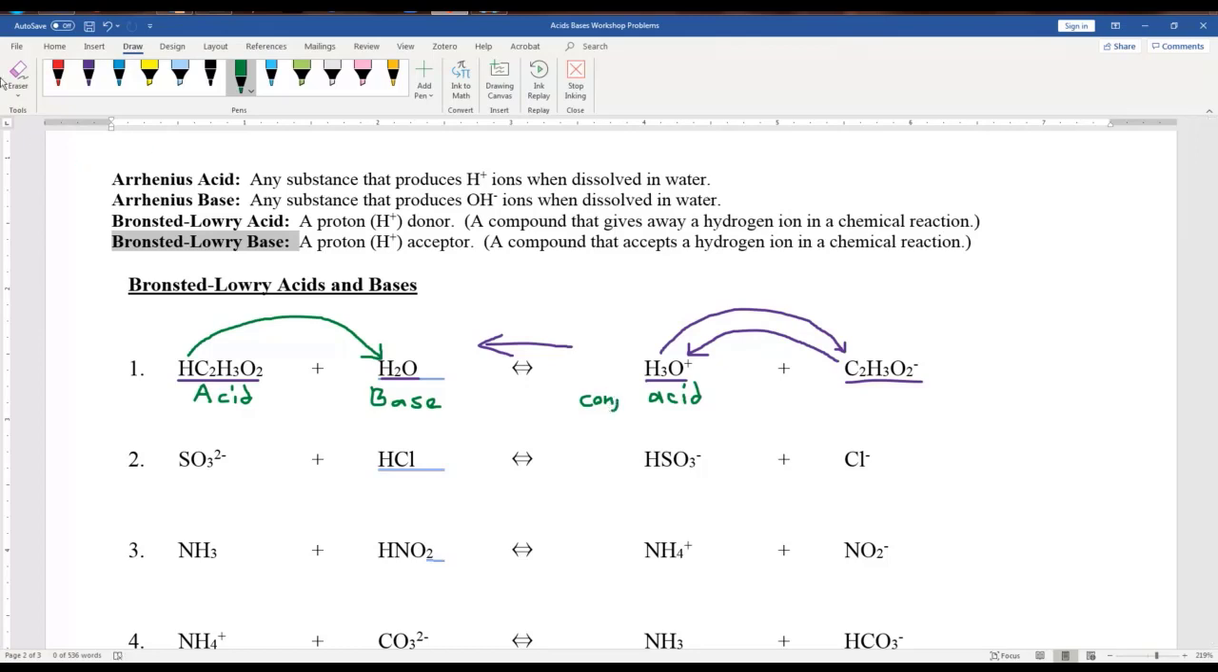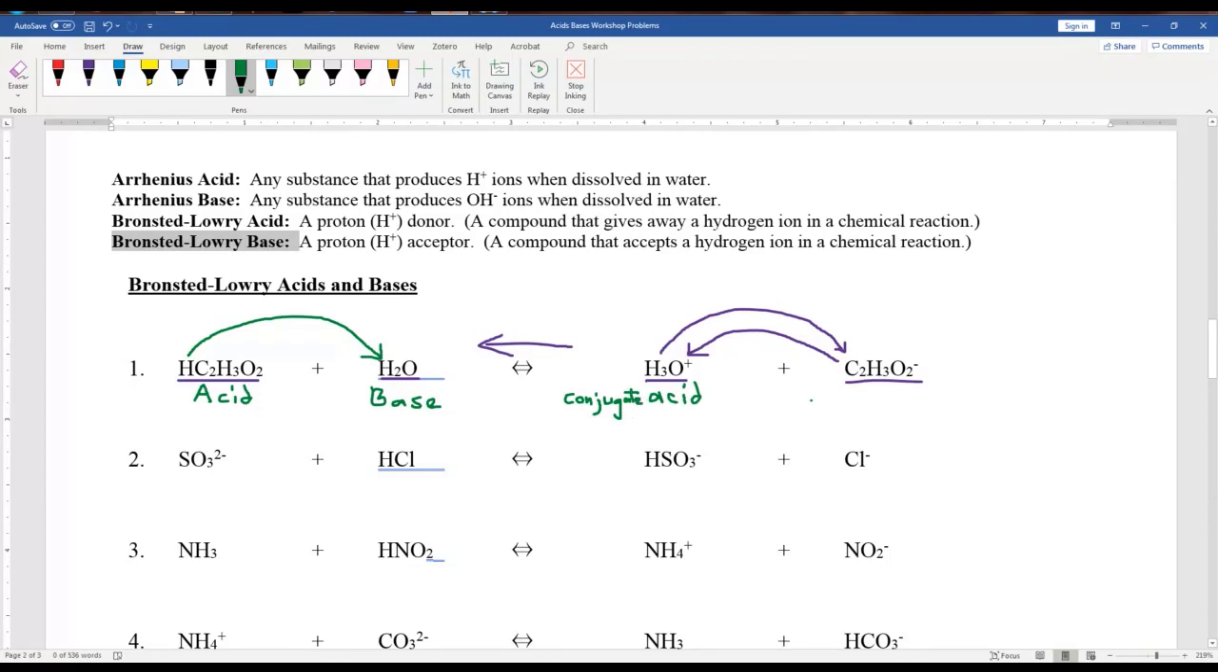Let me go ahead and erase that so I can write the full term. This is a little bit confusing, I'm not going to lie. That's why we're going to do some practice over it. But this is the conjugate acid.